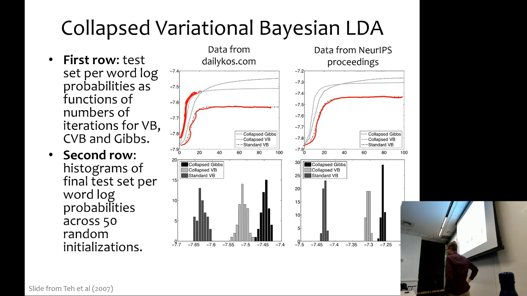Any thoughts on why this might happen? They're the same model that we're working with, the same collapsed LDA. So why are these two inference methods, pretty consistently across data sets, coming out where variational Bayes is getting higher likelihood faster, but then Gibbs sampling is winning out in the end?